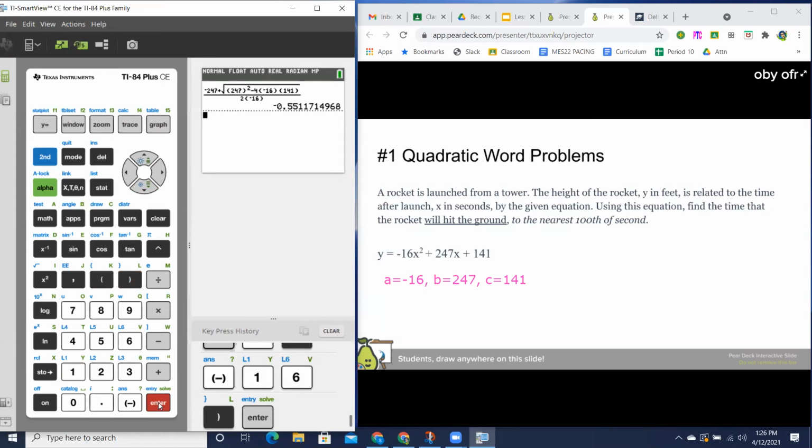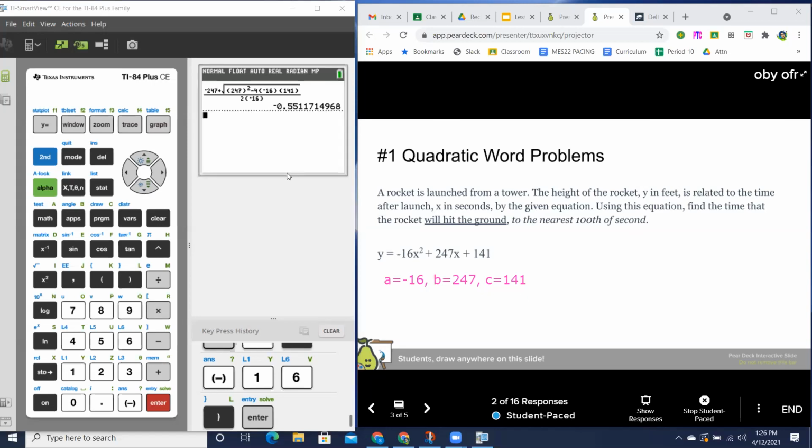Can I have negative time? Can I have negative 0.55 seconds? Is that a thing? No, it's not a thing. We can't go back in time, right? That's silly. So remember I said you have to do plus or minus, you can't do both.